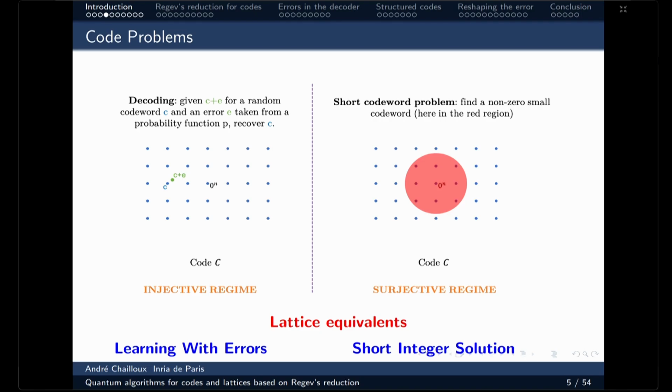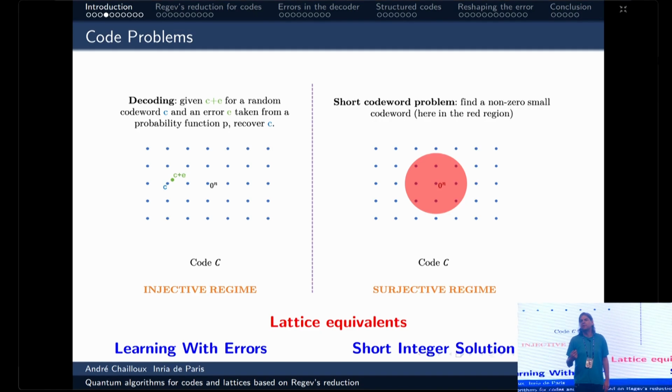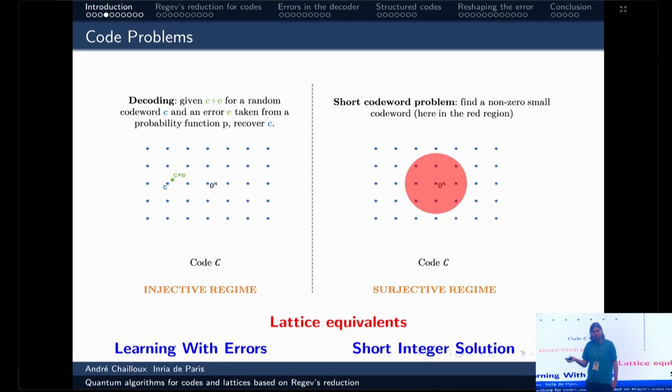The second family of problems doesn't directly arise from telecommunications, but it's the short code word problem. I give you the description of a linear code, and the goal is to find a short code word from this code. Because the zero word is always in the code, that's a short code word for sure, so you want a short non-zero code word of the code.